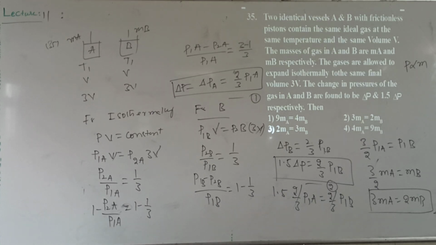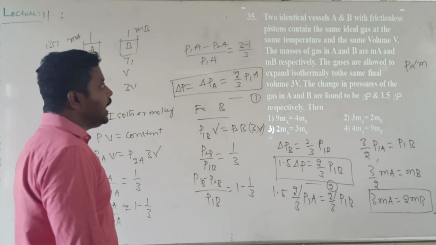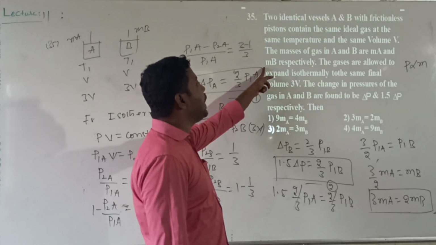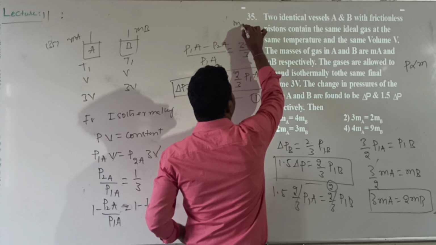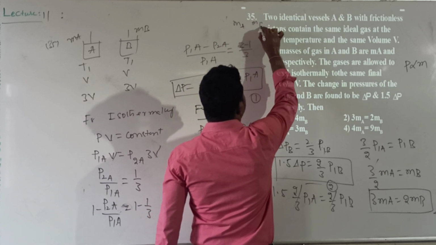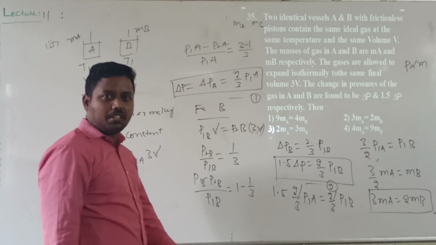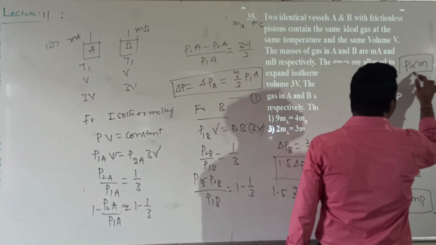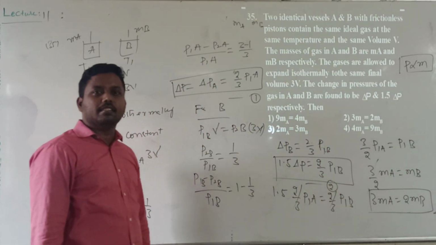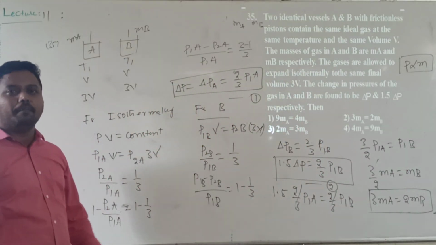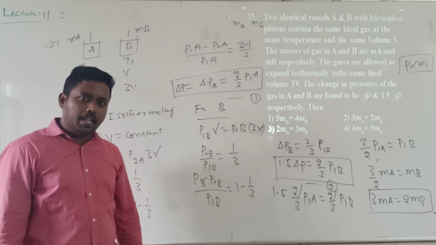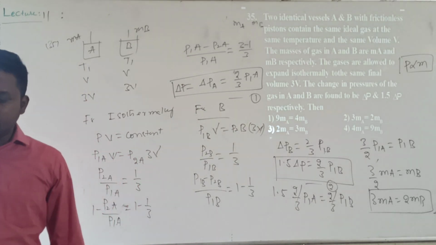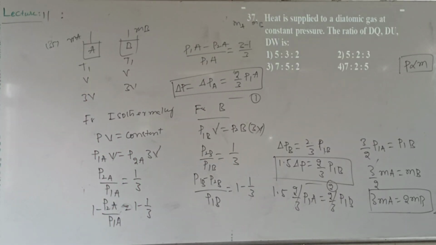Question understood? These are the masses of A and B. In the question they mention the masses of A and B as m suffix A and m suffix B. That is the relation. Question clear? Only one point to remember: why is pressure directly proportional to mass? We will come to know in the kinetic theory of gases. There we will derive the expression for the pressure, and by using that expression, pressure is directly proportional to mass. This is question number 35.